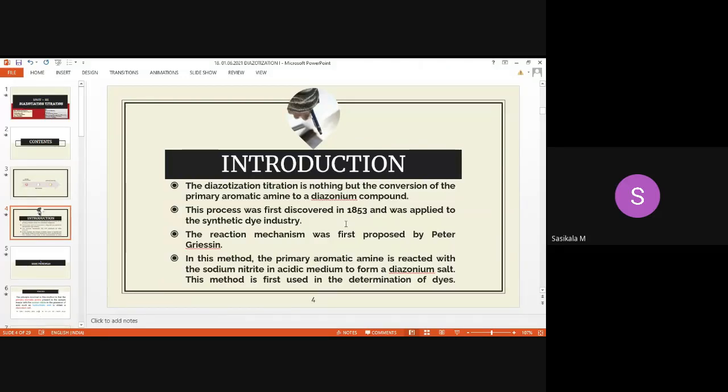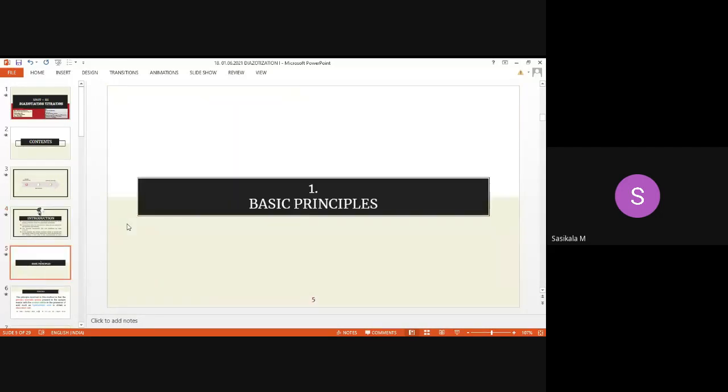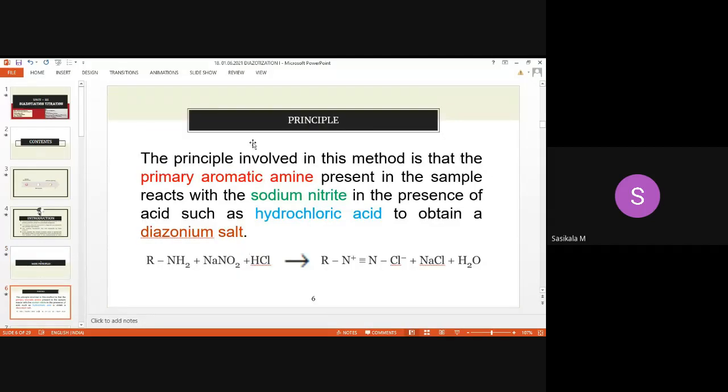And when was it discovered? In 1853. Who discovered it? Peter Griess. And in which industry was it first applied? The synthetic dye industry. So with this introduction, let's move on to the first content of diazotization titration, that is basic principles. So what is the basic principle? You should have understood the reaction is going to take place between a primary aromatic amine and sodium nitrite.